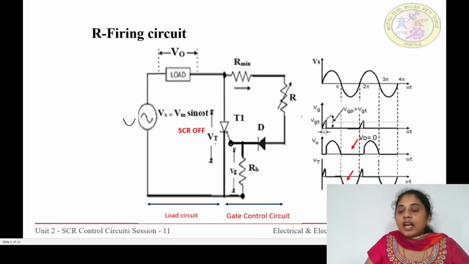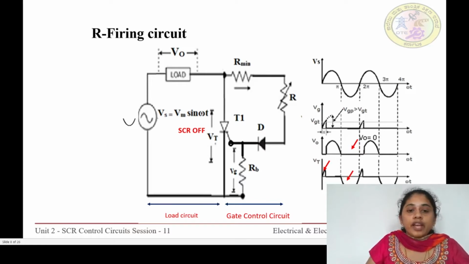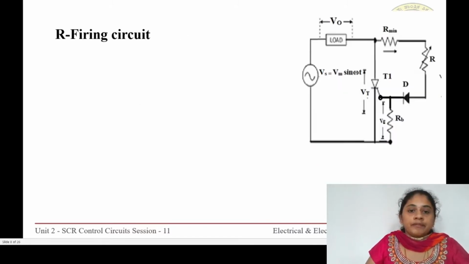So what is the voltage across the thyristor? It will be Vt equal to Vs. So thyristor voltage Vt is equal to the supply voltage. Because it is in off condition, whatever voltage we apply across the supply will come across the SCR. So under off condition, thyristor voltage is equal to the supply voltage.